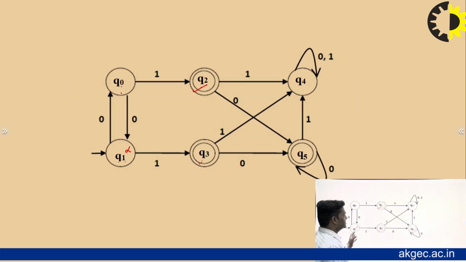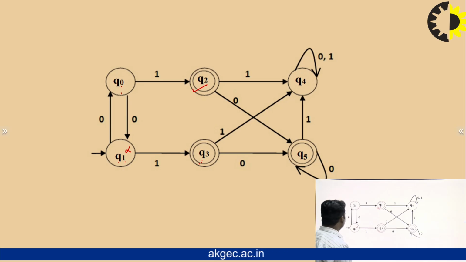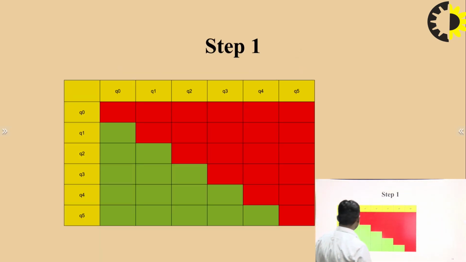Now, this is the question to be minimized with the help of the Myhill-Nerod theorem. In this DFA, there are 6 states: Q0, Q1, Q2, Q3, Q4 and Q5. Now, construct a table for these states, which means we design a matrix of 6 cross 6. This is a matrix Q0 to Q5, Q0 to Q5.